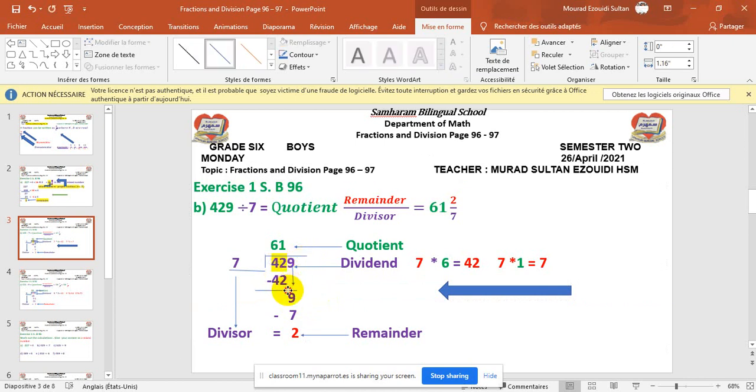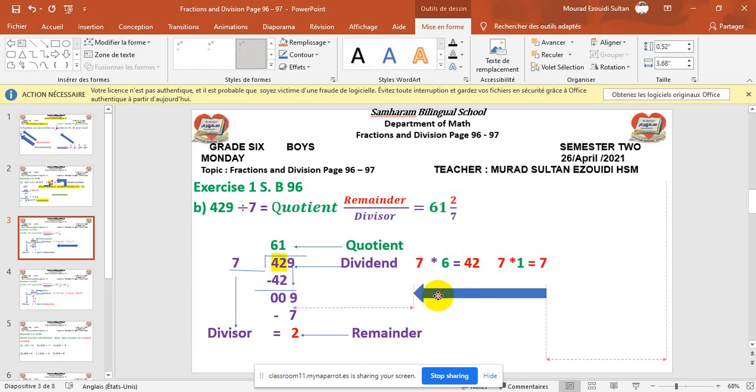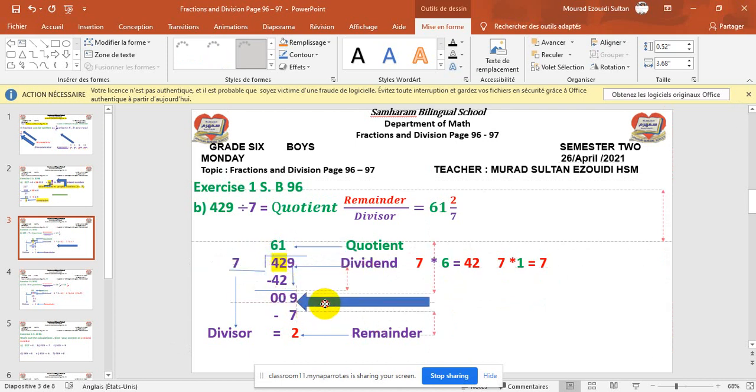42 minus 42, my learners, is equal to 0. I can write here 0, because 2 minus 2 is 0, 4 minus 4 is 0, and 9 is written as it is, no change. Now I will try to find a multiple of 7 because I will divide 9 by 7. I will find a multiple of 7, then subtract it from 9.